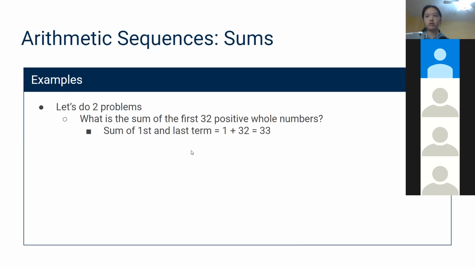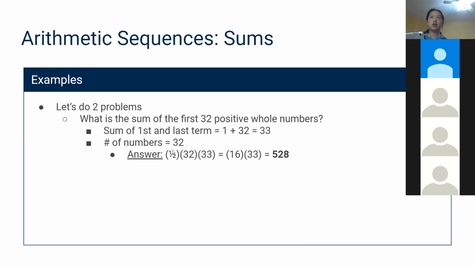Yes, so to apply the formula, you need to first find the sum of the first and last term, which is 1 plus 32, which equals 33. And then the number of numbers is 32. So then applying the first formula, we can do 1/2 times 32 times 33, which equals 528. Which is the same thing as the n times n plus 1 over 2 formula for the first n positive numbers. Okay, so now we're going to look at another problem.